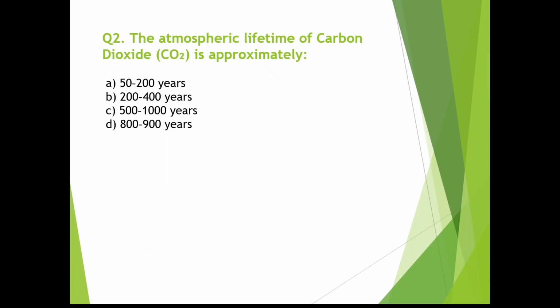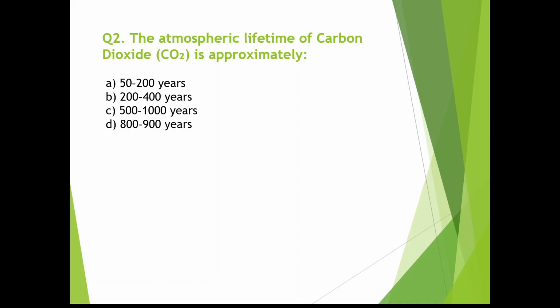Here I can clarify that for question number 2, option A, which was opted by Adnan and Alam, is the correct answer. Option A is correct, that is 50 to 200 years. Carbon dioxide can stay in the atmosphere for 50 to 200 years, depending on how it cycles through the ocean, land, and biosphere. This long lifespan contributes significantly to long-term climate change. That's why carbon dioxide is an important greenhouse gas.